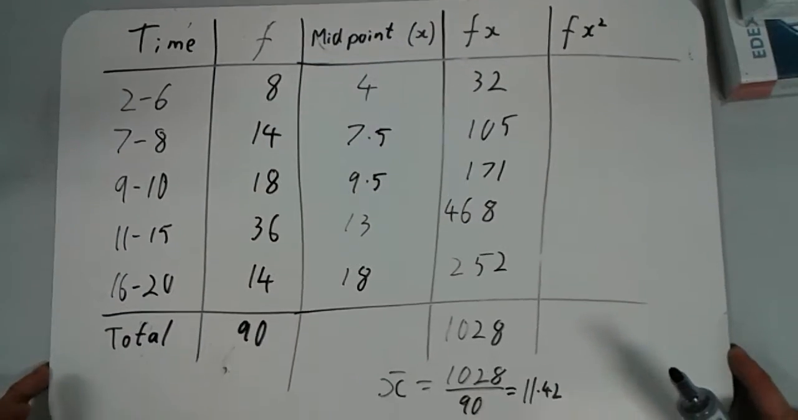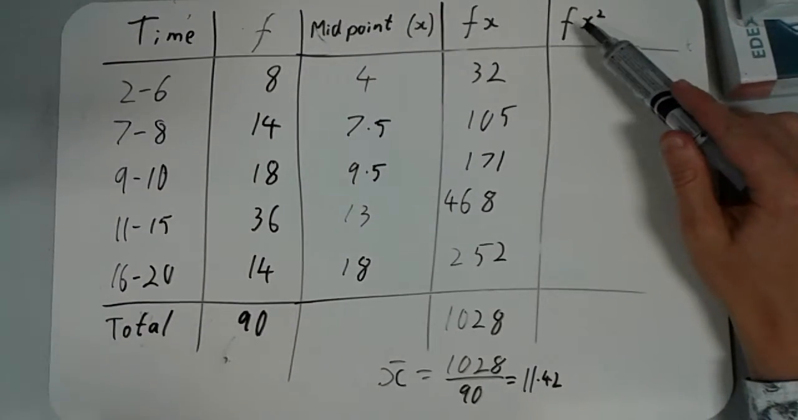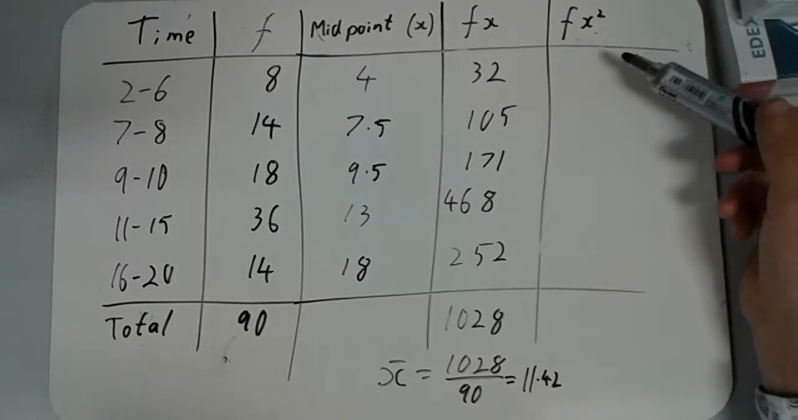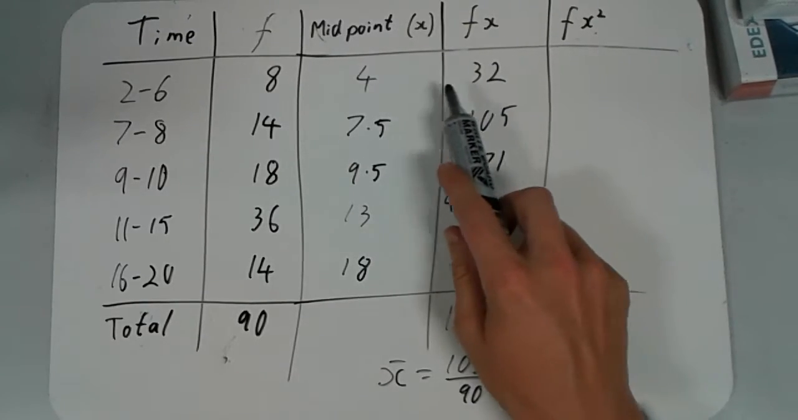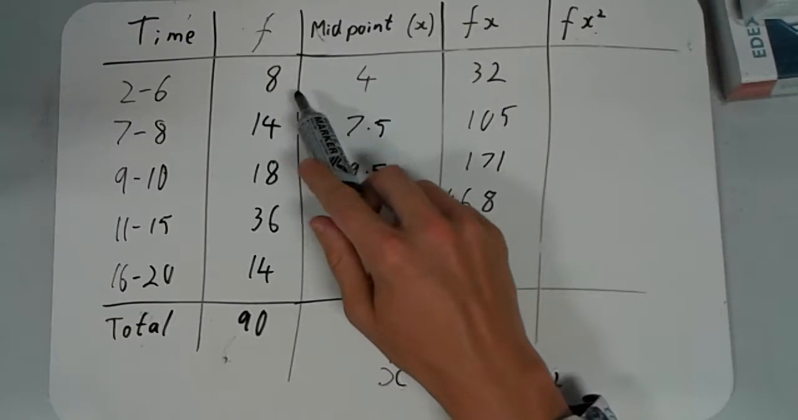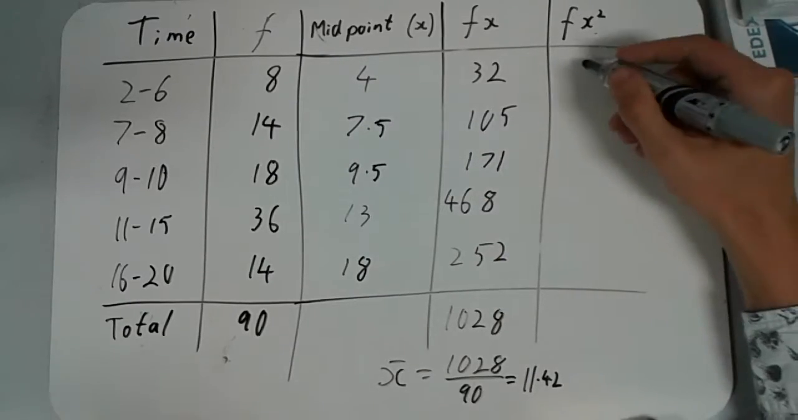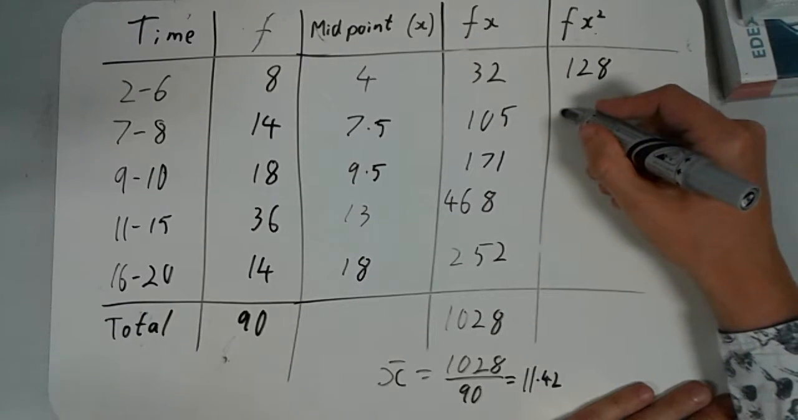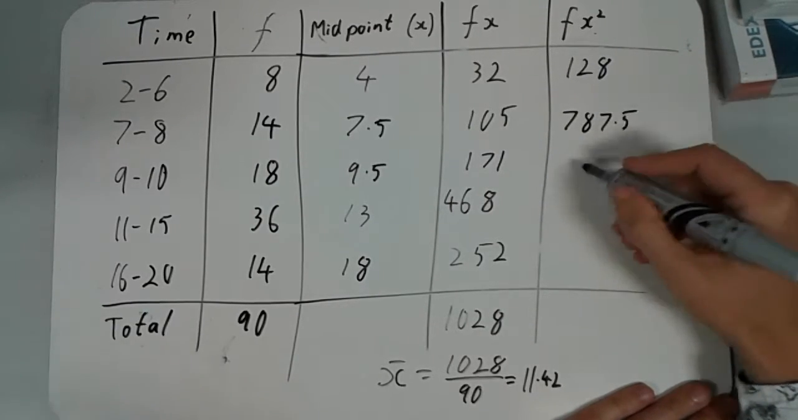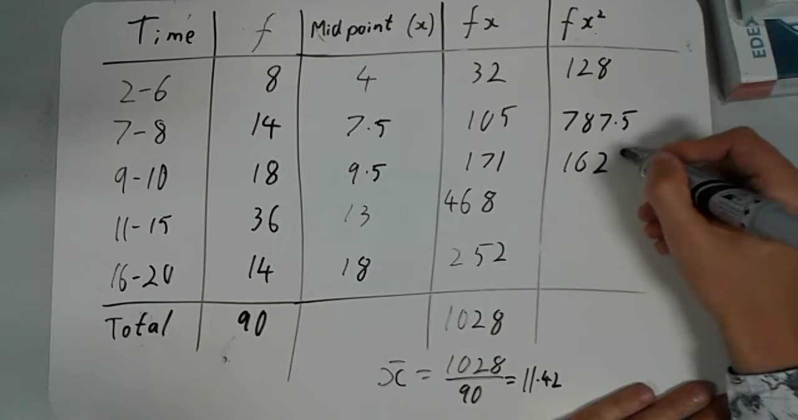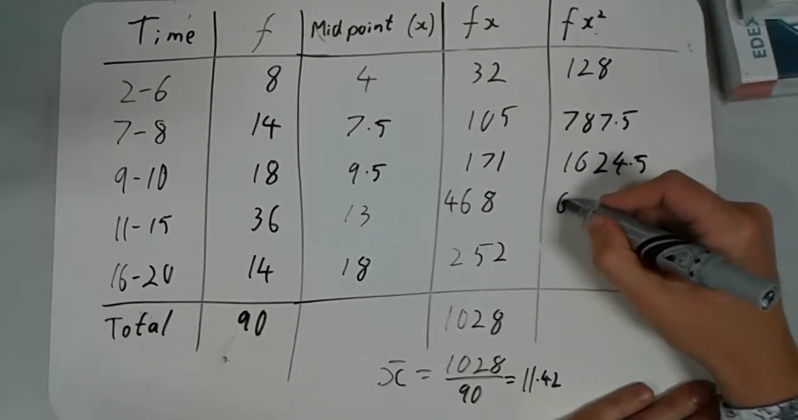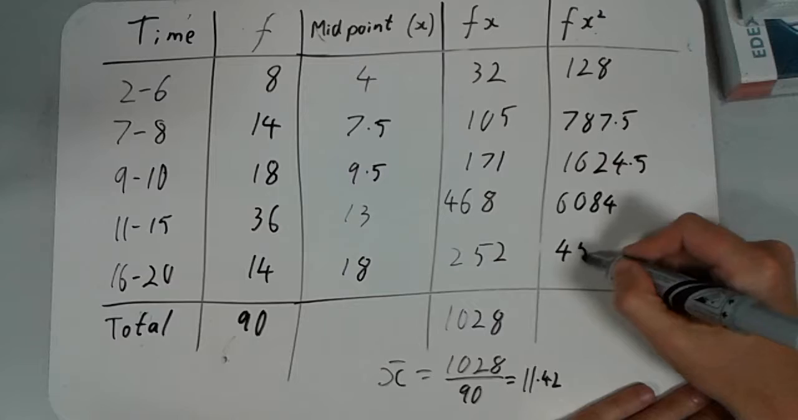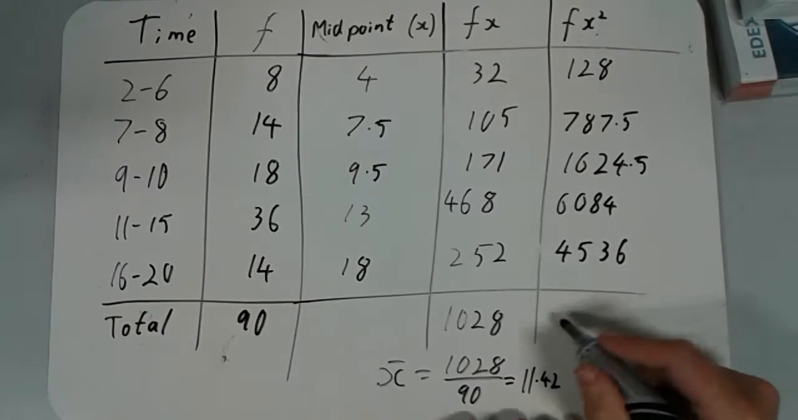Returning to this board, that's why we have here frequency times the midpoint squared. Again, we can't know it exactly, but we can estimate what it is. So that's what we've done here. I've got 4 squared times 8. So midpoint squared multiplied by how many of those I have. And adding all of these up quickly gives me each of these numbers here. And then again, I need the total of all of those.